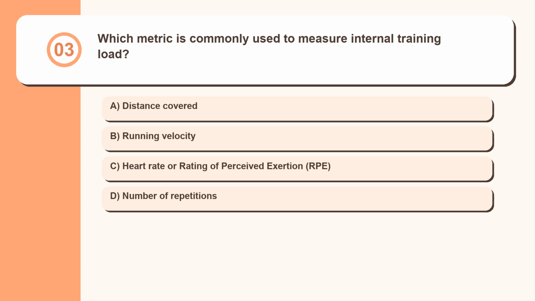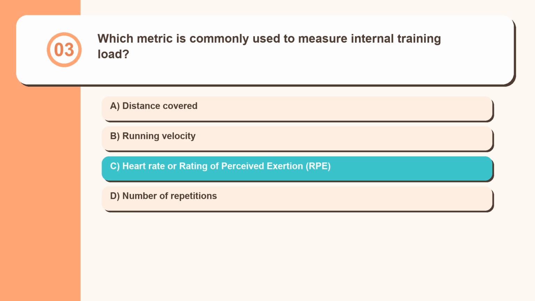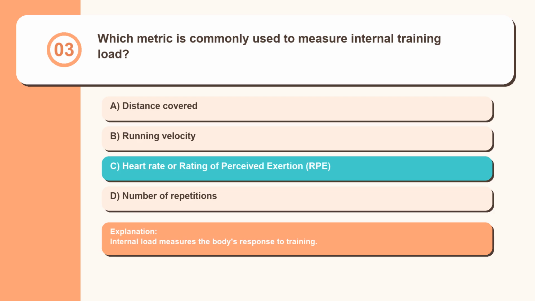Question 3. Which metric is commonly used to measure internal training load? Distance covered, running velocity, heart rate or rating of perceived exertion, RPE, number of repetitions. Internal load measures the body's response to training.